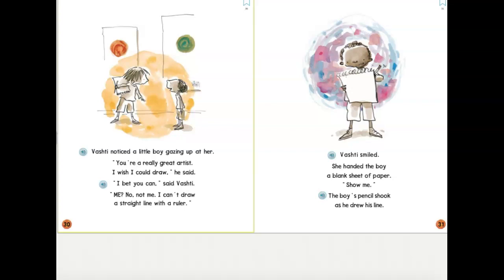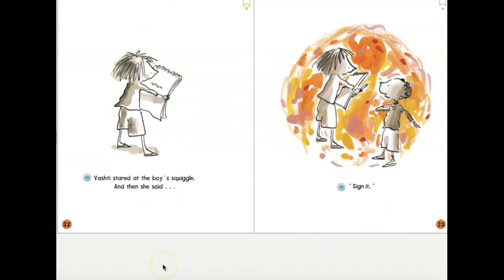Vashti smiled. She handed the boy a blank sheet of paper. "Show me." The boy's pencil shook as he drew his line. Vashti stared at the boy's squiggle, and then she said, "Sign it."